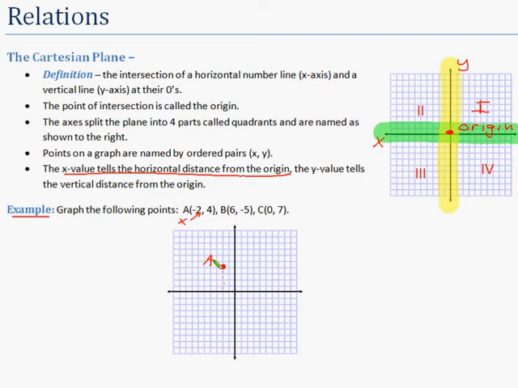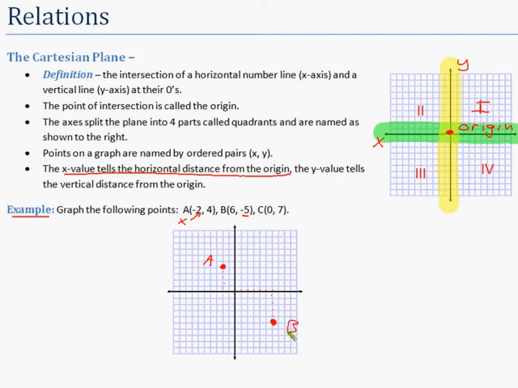Point B is at 6, -5. So we're going to count 1, 2, 3, 4, 5, 6 from the origin. That's our horizontal distance. And then our vertical distance is -5. So we go down 5. 1, 2, 3, 4, 5. And here is point B.